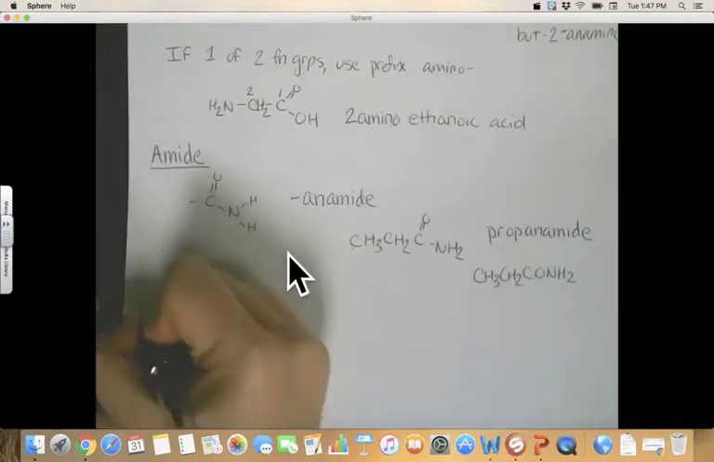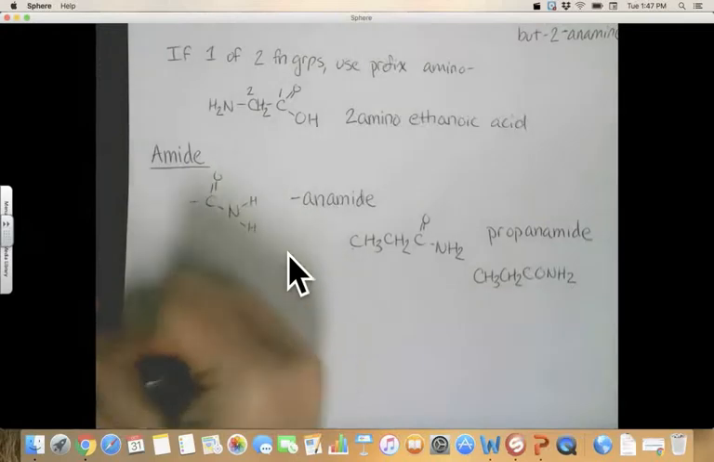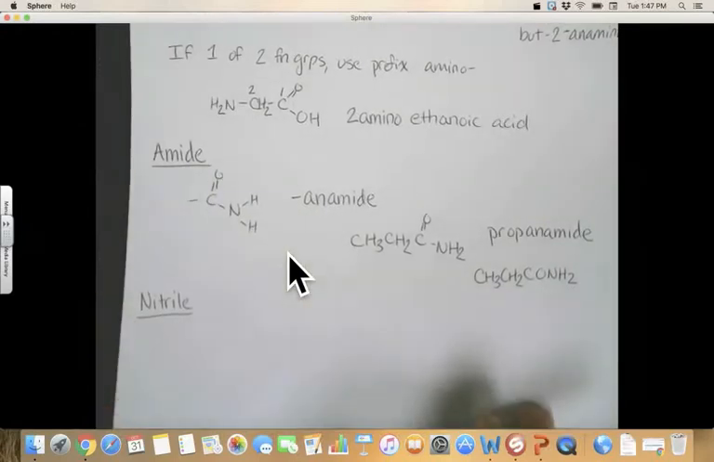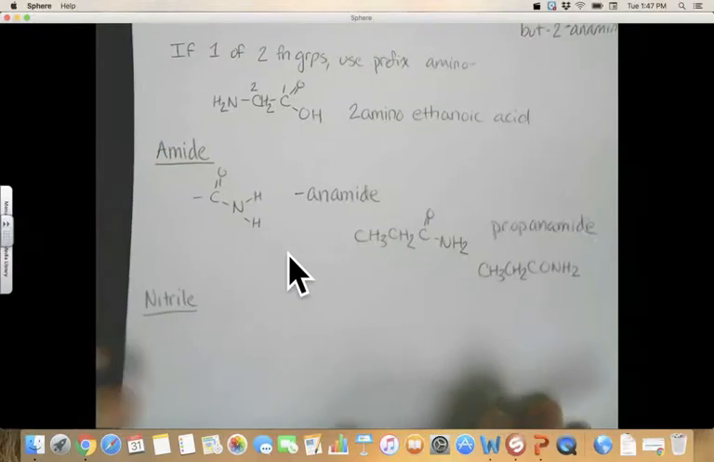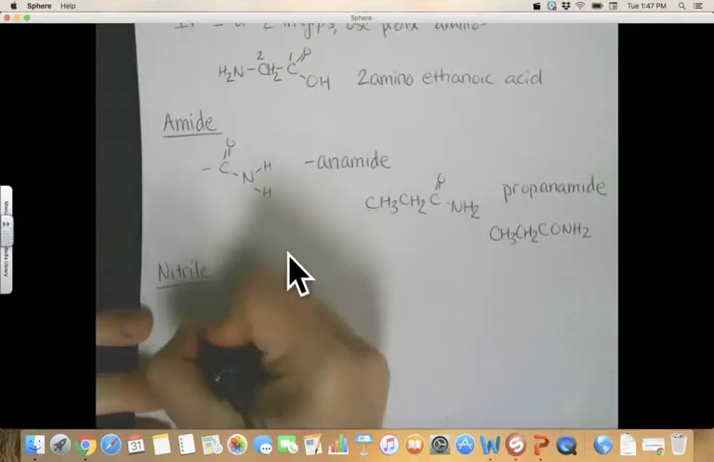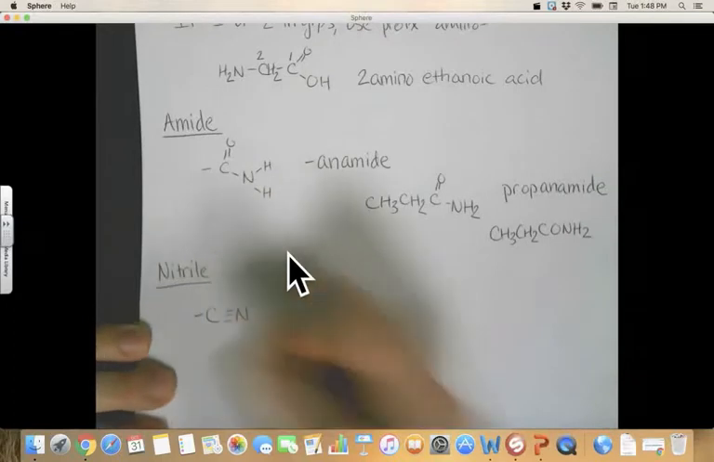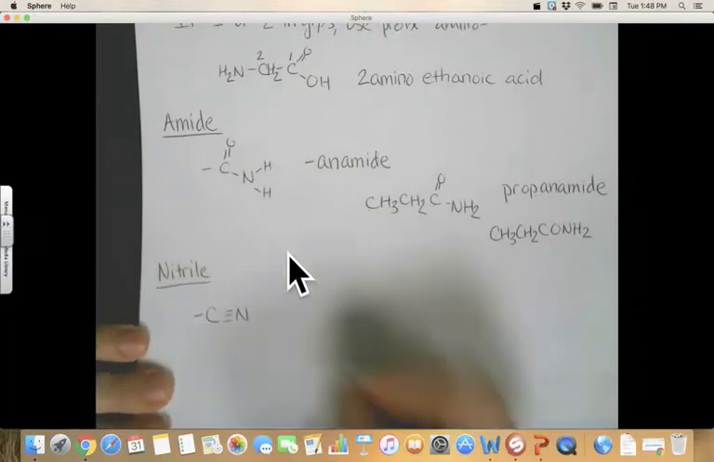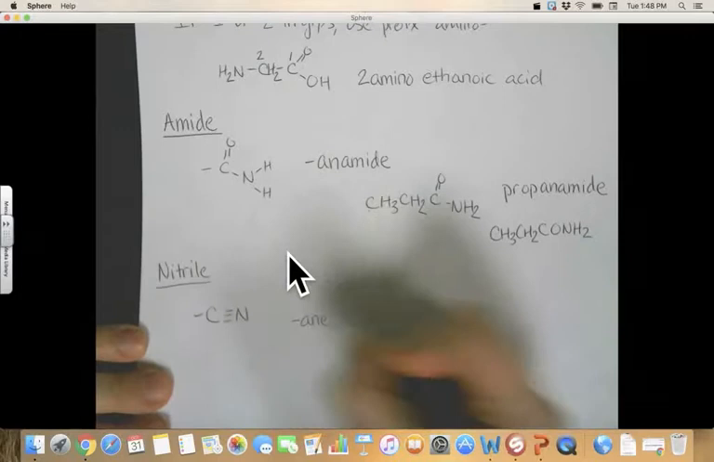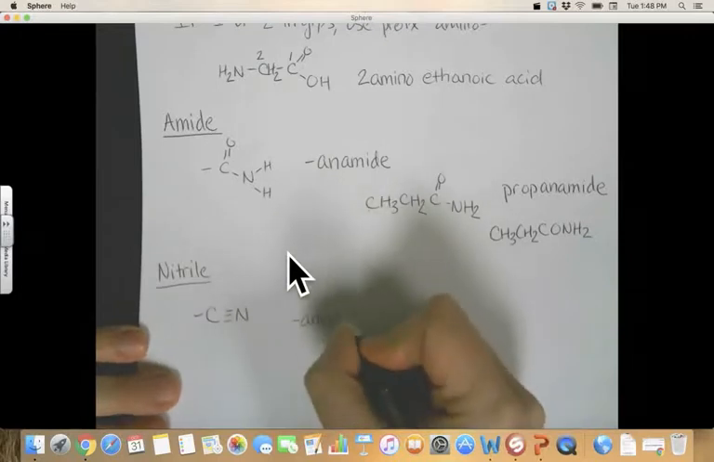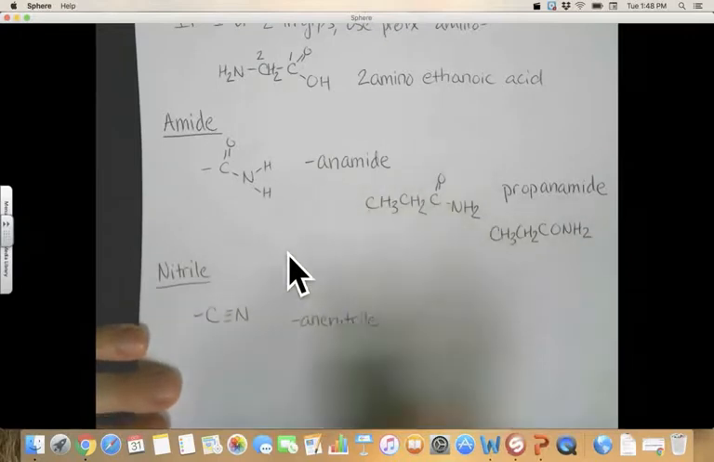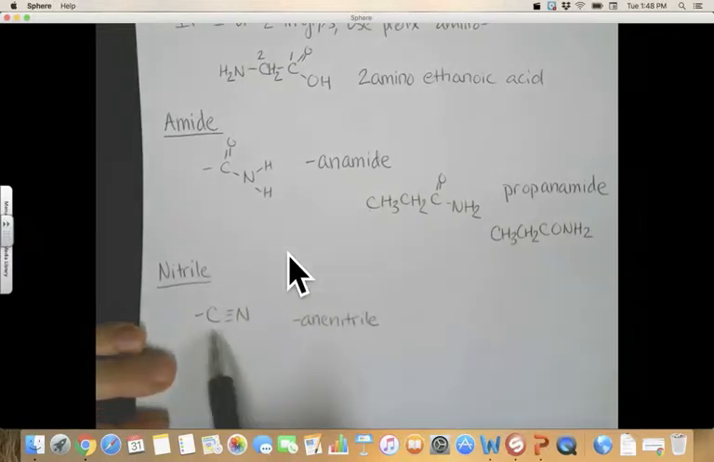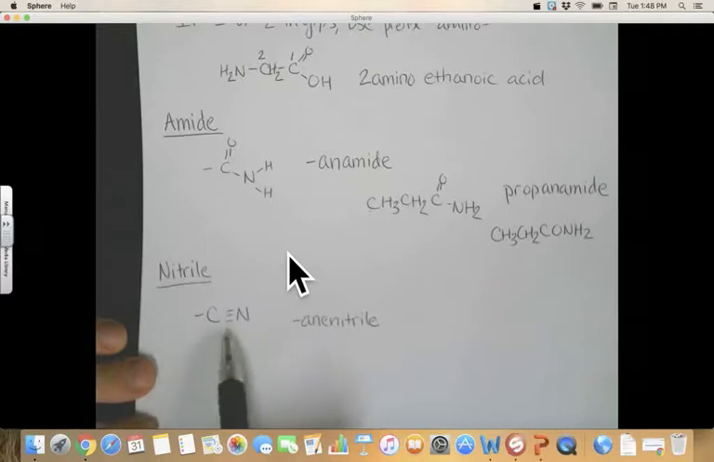Okay, and our third group is the nitrile. So you might have seen gloves in the medical field that say nitrile gloves. Well, they have this nitrile group in them. And it's carbon triple bonded to a nitrogen. So this has a suffix of -ane nitrile. Notice that this is always going to be at the end of a compound because carbon's only going to bond 4 times. And if it bonds 3 of them to nitrogen, then this is at the end of the chain.